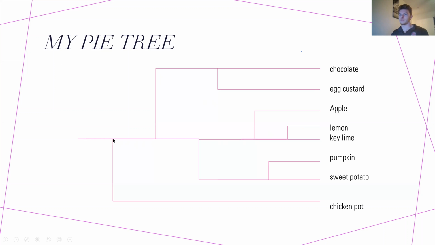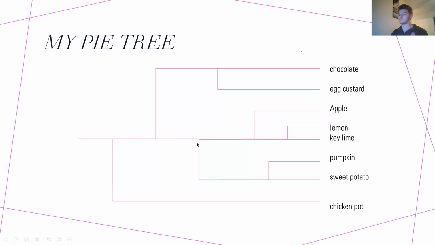But first we have the outgroup splitting off, which becomes chicken pot pie, because none of these other pies are closely related to it at all. Okay, so the first branch is going to lead to chocolate and egg custard because they're both a milk-based pie. You make it out of milk, egg, chocolate, stuff like that. So they're both sweet pies, but they don't really relate with the other ones.